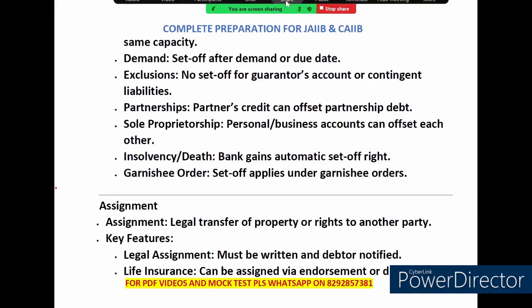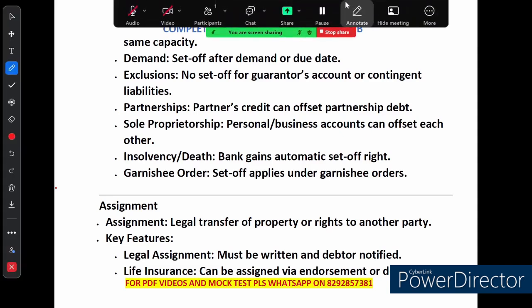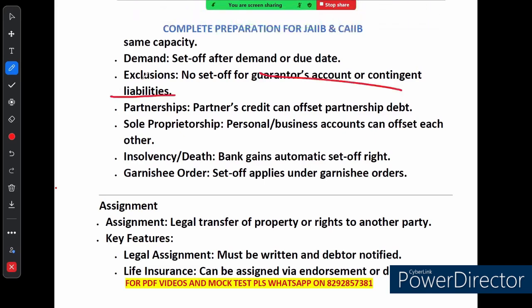Next is called exclusion. So what is the meaning of exclusion? You can't use set off for a guarantor account or any uncertain liability. So no set off for guarantor account or contingent liability. Partnership: a partner's account can be used to offset partnership debt. Sole proprietorship: personal and business accounts can be set off against each other. Insolvency: in case of insolvency or death, the bank automatically has a right to set off. Garnishee order: the garnishee order allows the bank to set off debt against a court order.